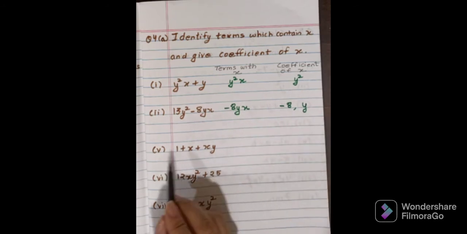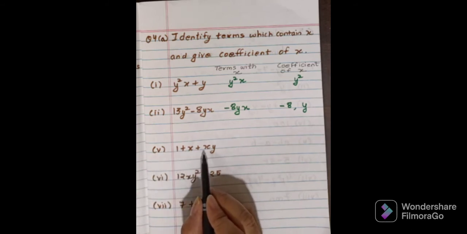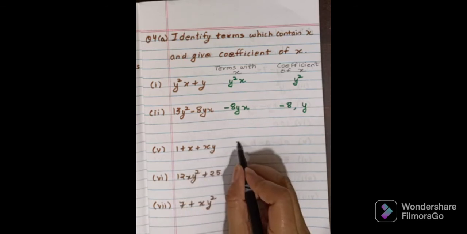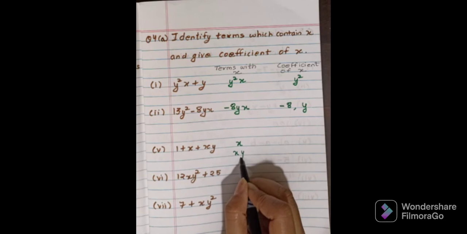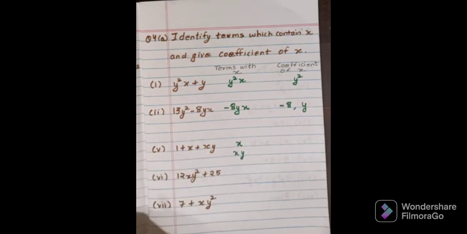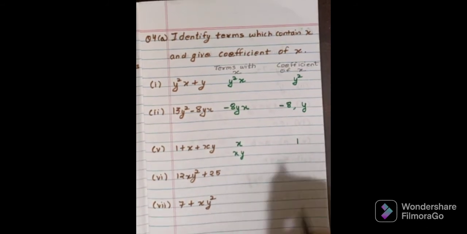So next, I have taken the fifth part now, 1 plus xy. So here we have two terms, x and xy. The coefficient of the first one, that is x, is only 1, and the coefficient of xy is y.